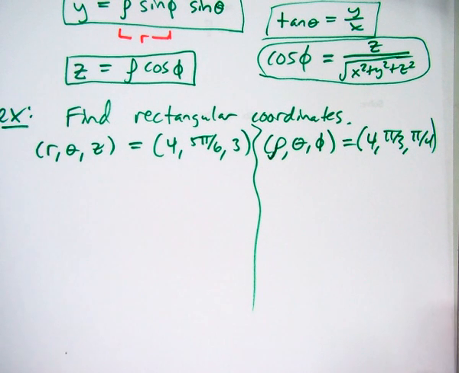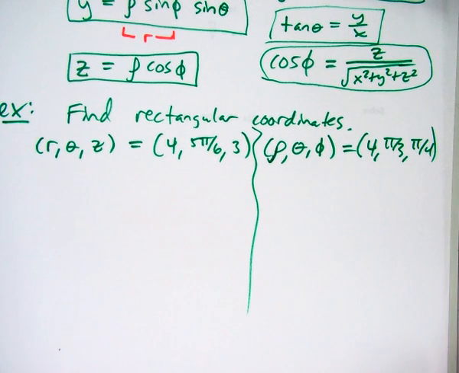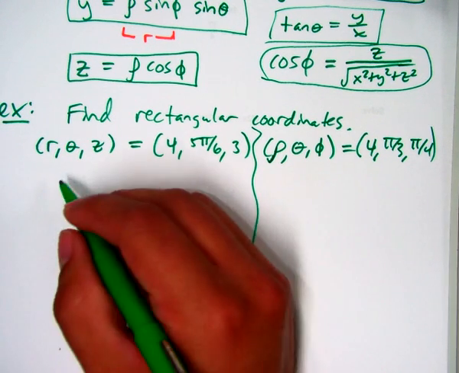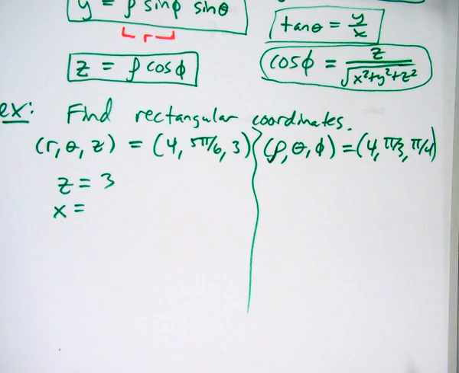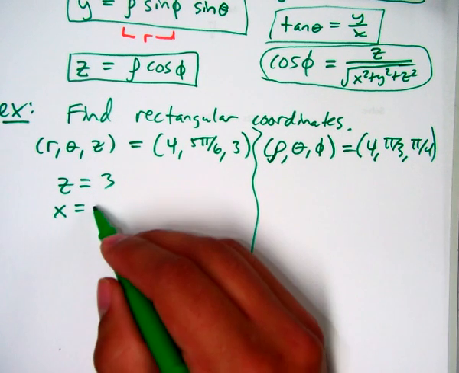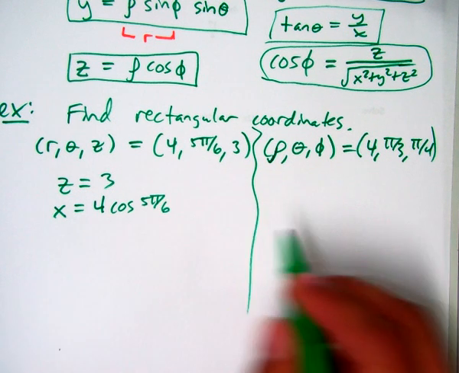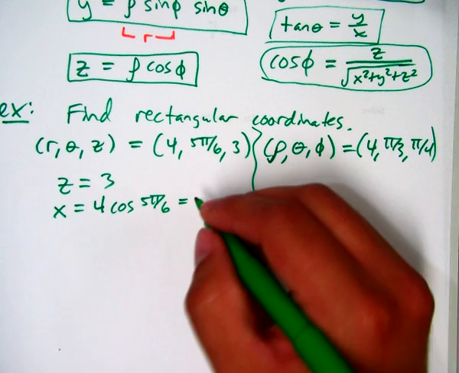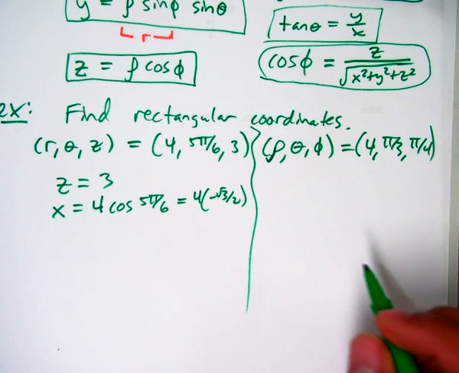Okay. How do we convert to rectangular if I know r, theta, and z? Z stays the same. So z is 3. What about x? So 4 cosine of 5 pi over 6. That's quadrant 2. That's negative root 3 over 2, right? So negative 2 root 3.